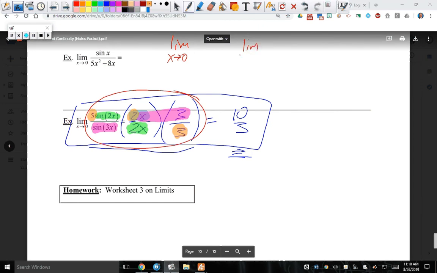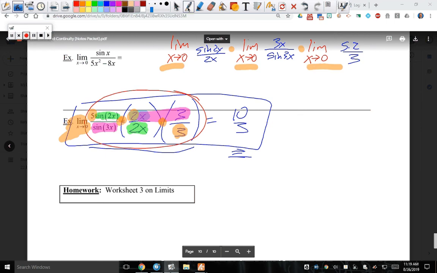So the limit, and you would have sine of 2x over 2x, sine of 3x over 3x, and then you would have 5 times 2 over 3. And you're going to be multiplying these together. Originally it said the limit of these products is equal to the product of the limits. So you could figure out like this, and this is real good. What is that going to equal? 1. What is this? 1. What is this? 10/3. You could show this work and be very organized and still get 10/3. Good stuff?